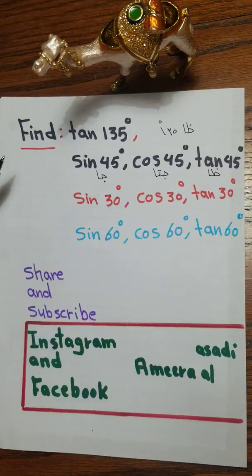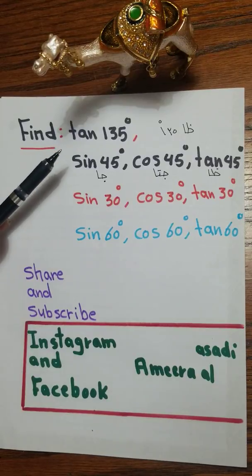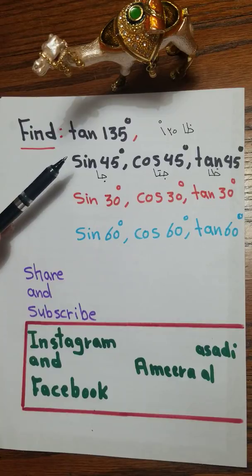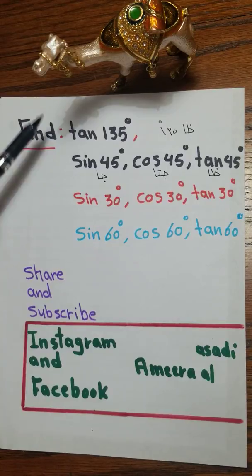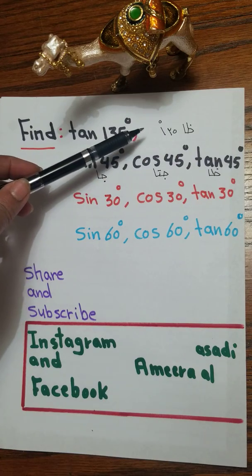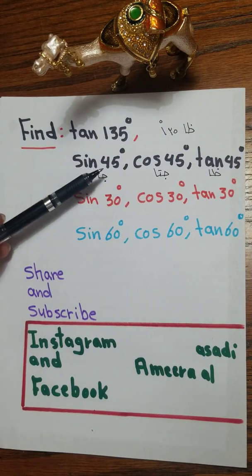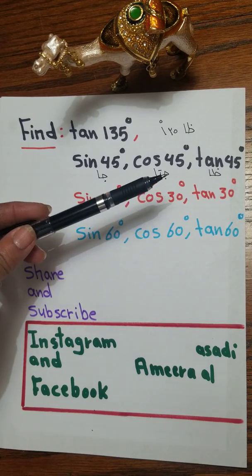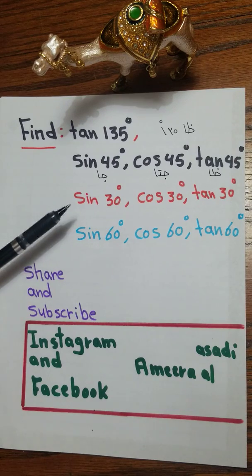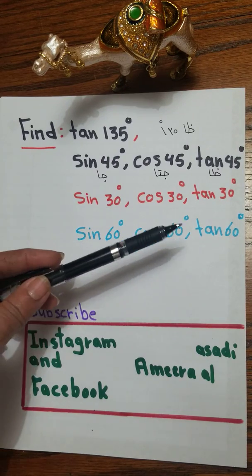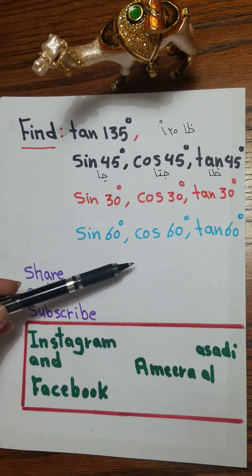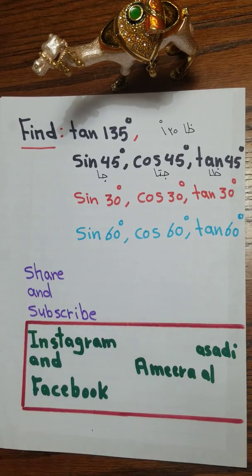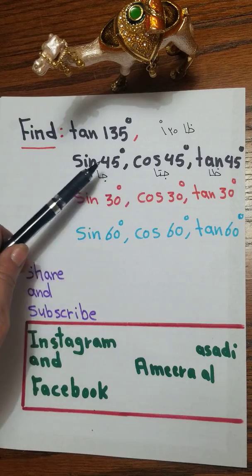Today we're going to explain how we're going to find tan 135 degrees. In Arabic, بالعربي هو ظل 135 درجة. Sine 45 degrees, cosine 45 degrees, tan or tangent 45 degrees. Sine 30, cosine 30, tan 30. Sine 60 degrees, cosine 60 degrees, tan 60 degrees. يعني اليوم راح نشرح ظل 135 وجيب تمام وظل هذه الزوايا.